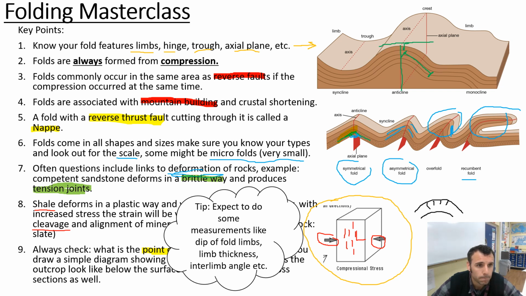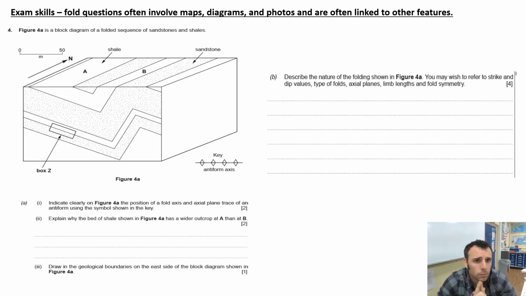Thanks. Welcome back to the fold masterclass in the exam skills section. You can see here clearly at the top, fold questions involve maps, diagrams, photos. So what is your point of view? Are you looking from above on a map or from the side? You can see the diagram in front of us here, and this clearly has a section which is missing. The map view is looking down on this surface here, and the side view is looking at this surface. So box diagrams are very common.